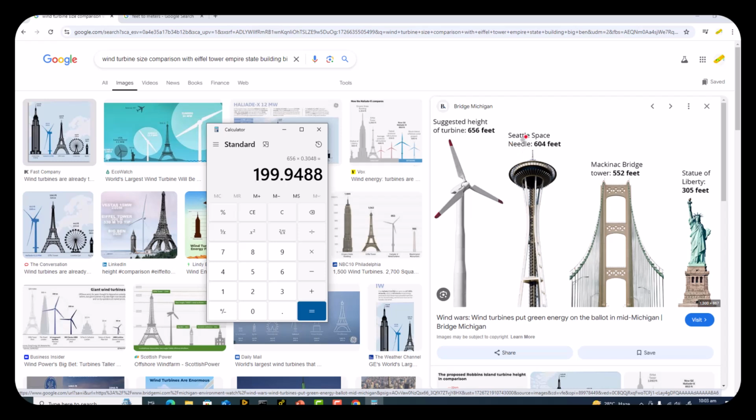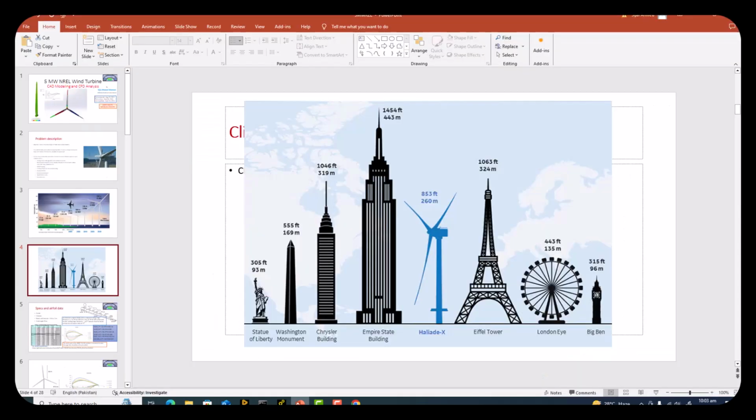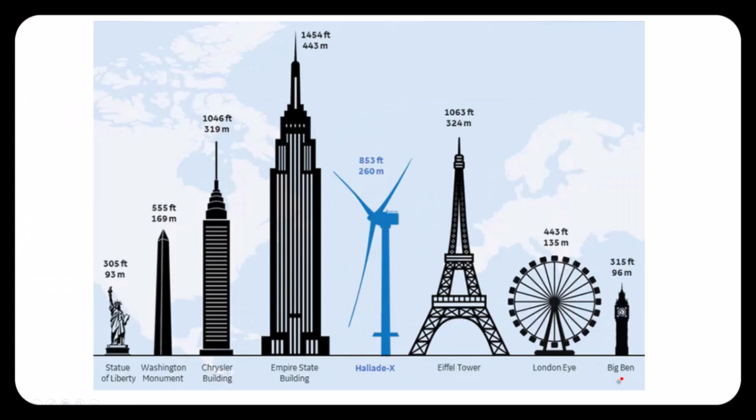So now see, the Space Needle is 605 feet, which is lower than this one. Then we have the Mackinac Bridge tower, 552 feet. Again, the Statue of Liberty is 305 feet. Now 305 times 0.3048 is equal to 92.93 meters. So now you can get the idea of how big the wind turbines are getting.